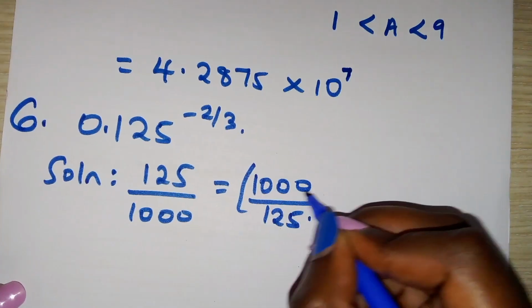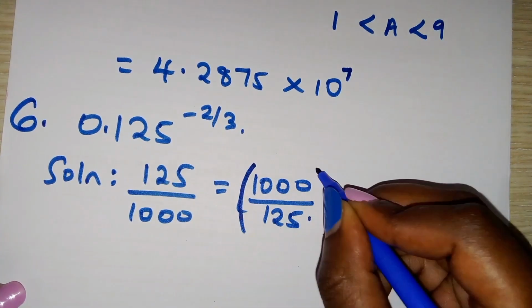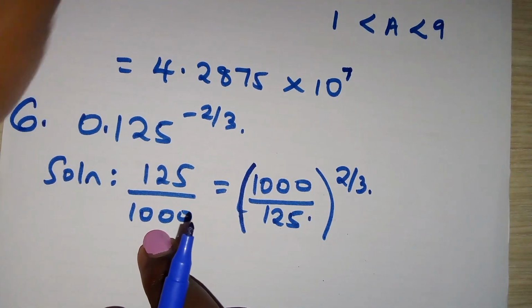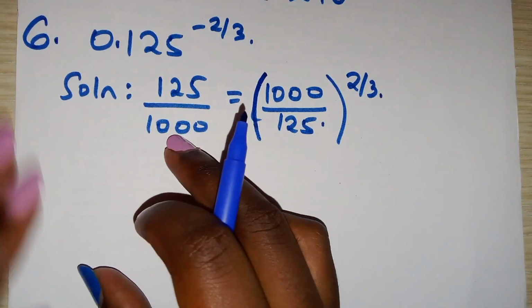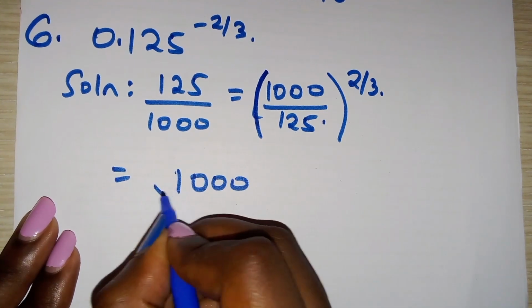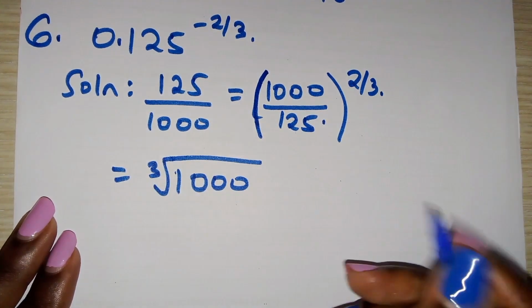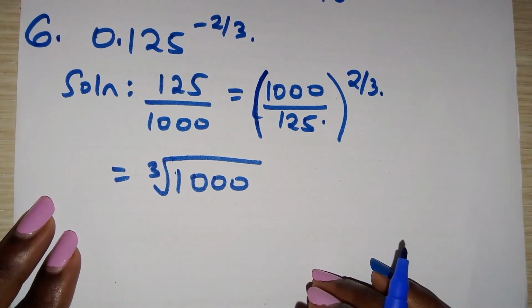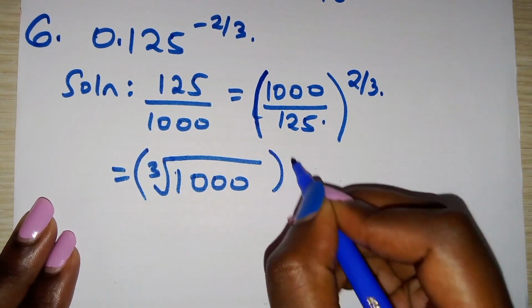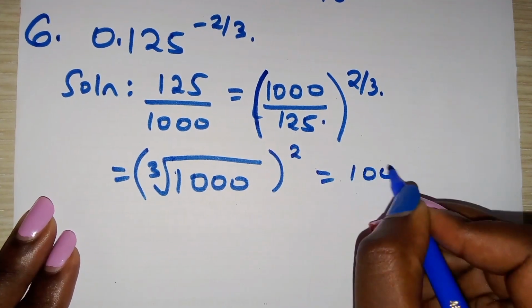And then now we apply the positive 2 over 3. So we have found the reciprocal. So here we do the cube root of 1,000, which would be 10, because 10 times 10 is 100, and 100 times 10 is 1,000. So 10 power 2, that is 100.